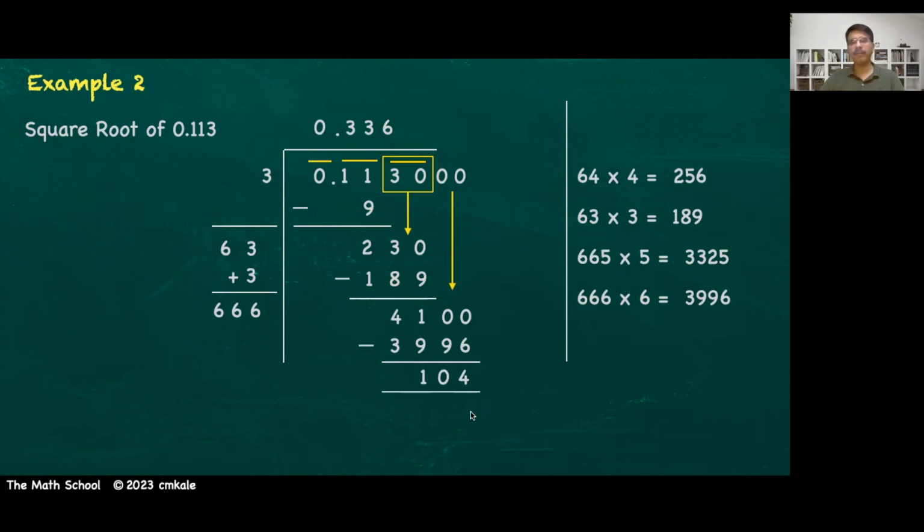And now we have arrived at 3 decimal places for the square root of 0.113. And the answer is 0.336. So I hope that you have understood this method. Follow along with this video, and I think you will be very good with finding square roots and you will not have any issues.